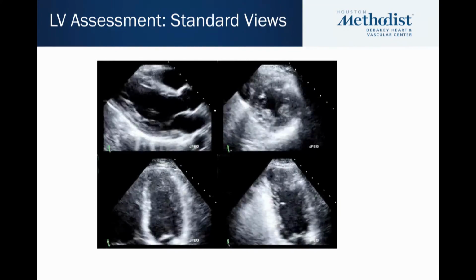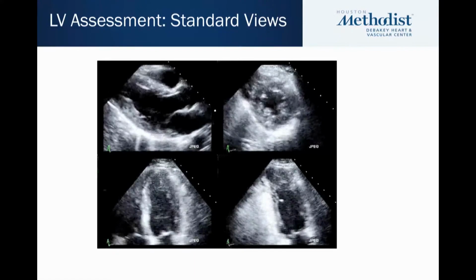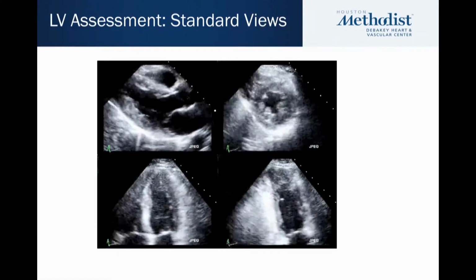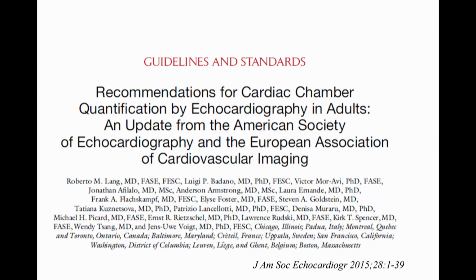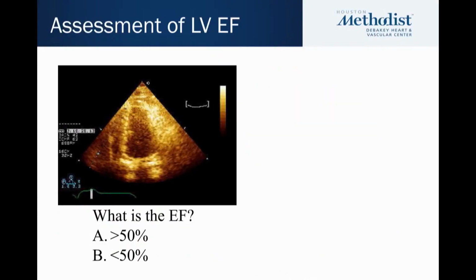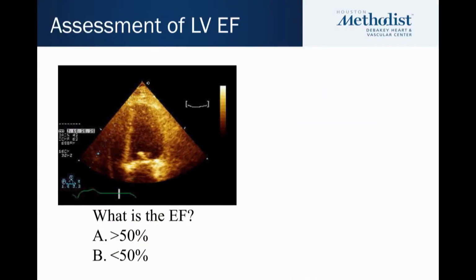So these are the common views that we use for assessment of the LV: parasternal long and short axis, and the apical four- and two-chamber views. Everything that I'm going to discuss regarding measurements can be found in this wonderful guidelines document by the American Society of Echo in 2015. So let's start with this case.